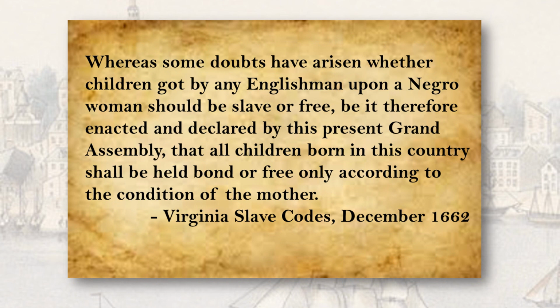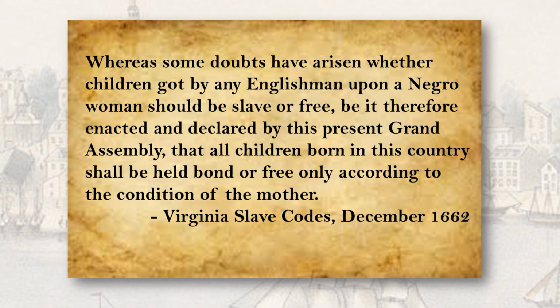So this second document that I want you to take note of is from the Virginia Slave Codes from December of 1662. It says, whereas some doubts have arisen whether children got by an Englishman upon a Negro woman shall be slave or free. Be it therefore enacted and declared by this present Grand Assembly that all children born in this country shall be held bond or free according to the condition of the mother. Let's read that last part again. All children born in this country shall be held bond or free according to the condition of the mother.